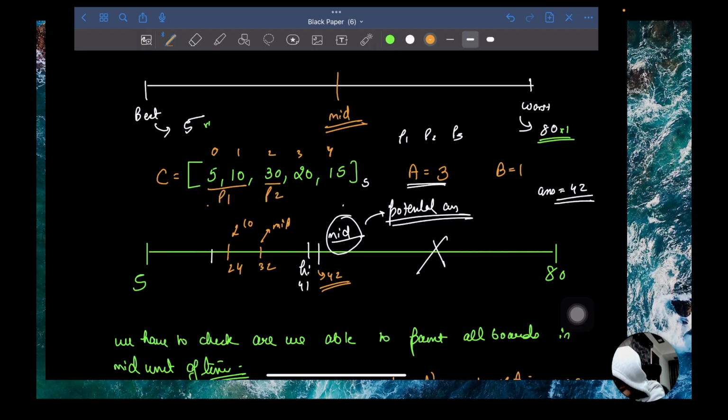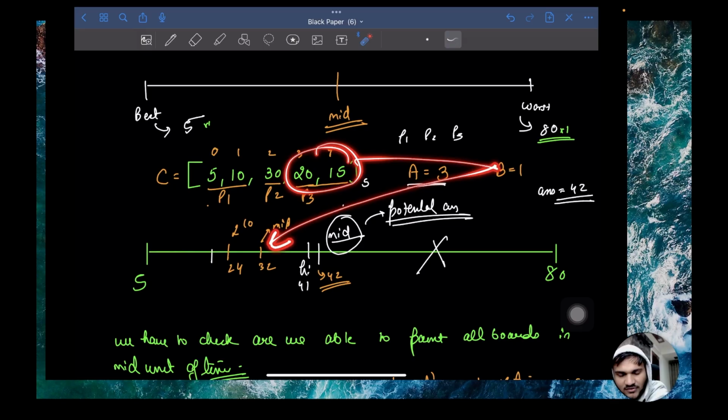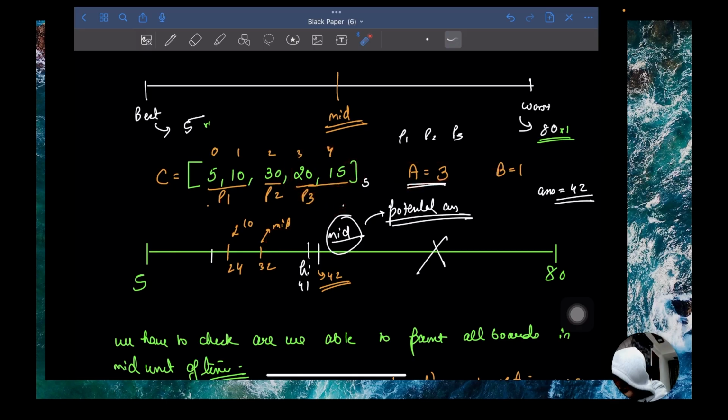Painter 2 can be given this. Can we allocate this to painter 3? Yes. 20 into 1 is less than 32. Can we allocate both of these to painter 3? 20 plus 15 is 35. 35 into 1 is 32, is not less than 32. This case is also not possible. We cannot allocate everything. So this possibility is not going to work.